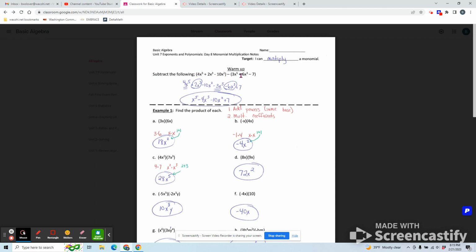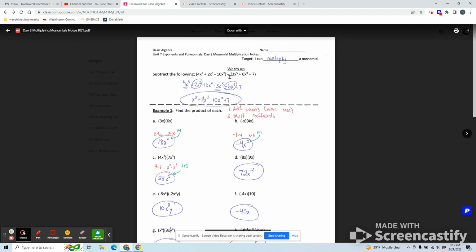So subtracting means we're going to distribute a -1 to the second set of parentheses. The first set stays the same. The second one is now -1 times 3x to the fifth, which is -3x to the fifth. -1 times 6x cubed is -6x cubed. And -1 times -7 is +7. From there, you just collect like terms and write your answer in standard form.